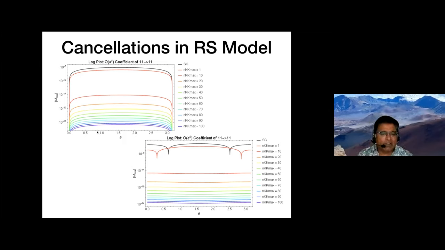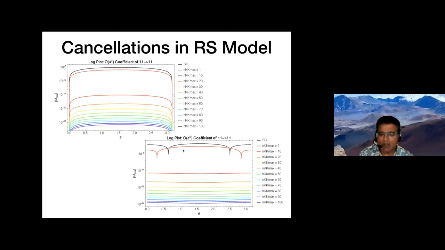So again, you see that these cancellations that we saw in the toroidal case now occur in RS, at least for this energy to the 10th contribution, but they occur in a much more complicated way. They occur through the exchange of not just one level, but many, many levels of the KK tower. Let me pause for a second before talking about the other graphs, just to make sure there aren't any questions or that the explanation was clear.